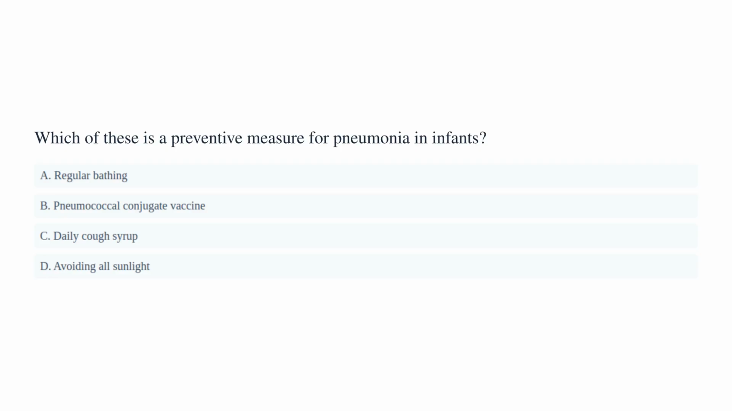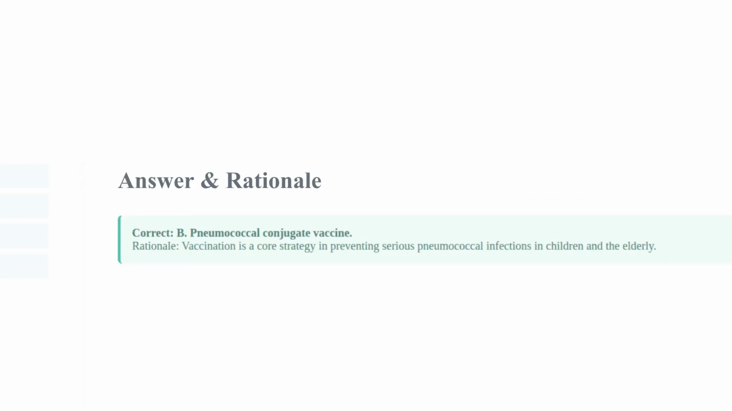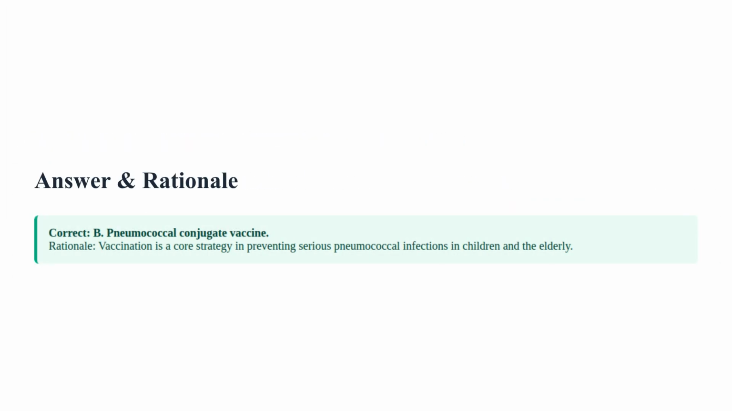Which of these is a preventative measure for pneumonia in infants? The answer is A, breastfeeding. Breast milk provides antibodies and immune factors that protect infants from respiratory infections, including pneumonia.